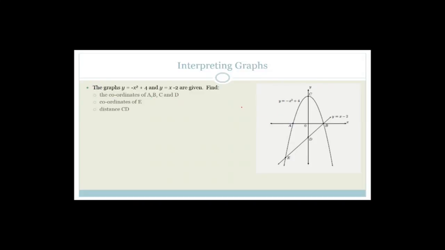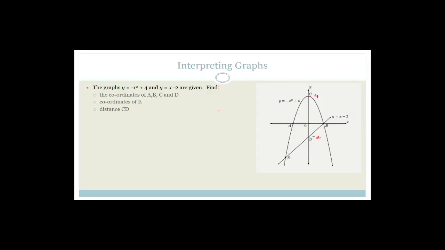Okay, so before I do anything, I look at this and I go, well, this is obviously a parabola, because they've written it next to it and obviously from the shape. And this plus 4, where it cuts the y-axis, so I know that that value there is 4. Before I've even read the questions, in my head, I've said that value there is obviously 4 because that's what the constant is. Similarly, if you look at the straight line, y equals x minus 2, which means that D must be minus 2.